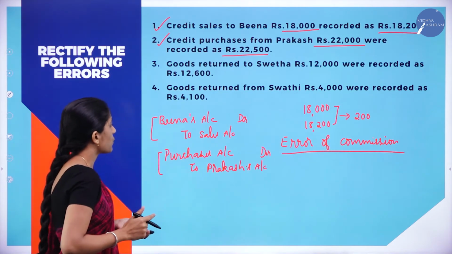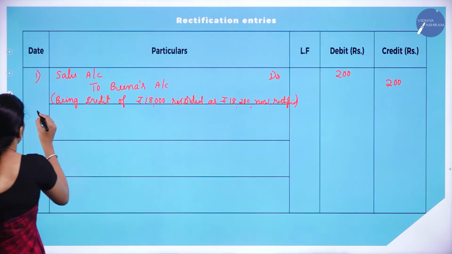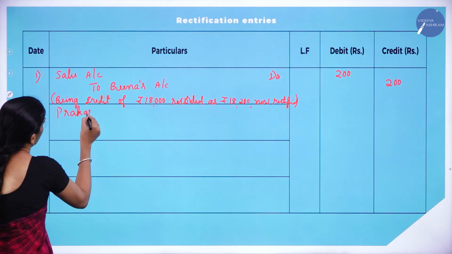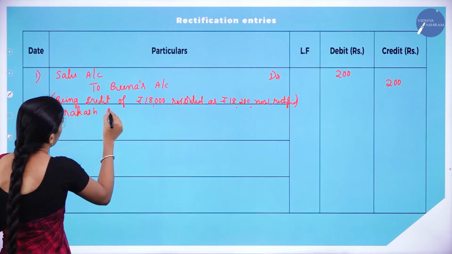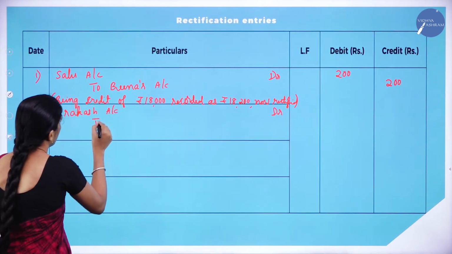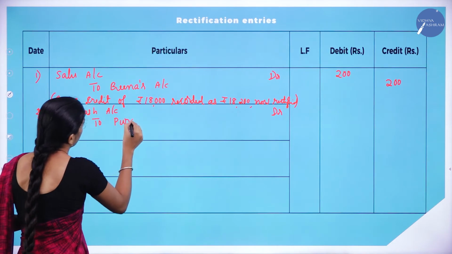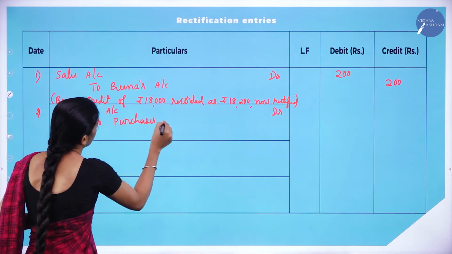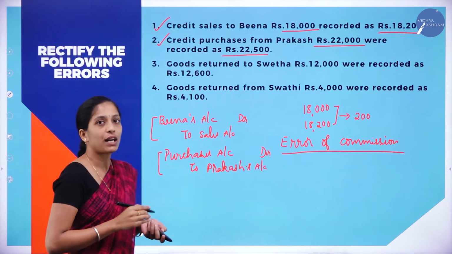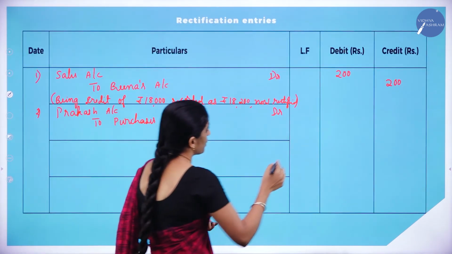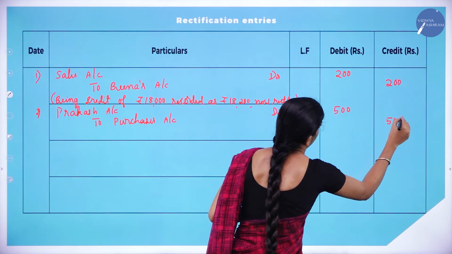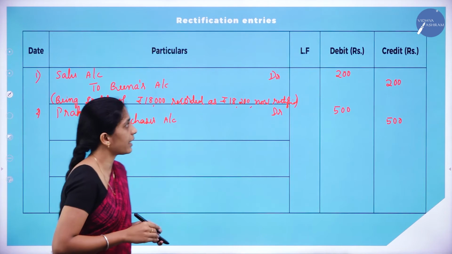Now, we shall record this transaction. That is second one. Prakash account debit to purchases account. Now, what is the amount? That is 22,500 minus 22,000. So, amount is how much? 500. 500 in the debit side and 500 in the credit side.